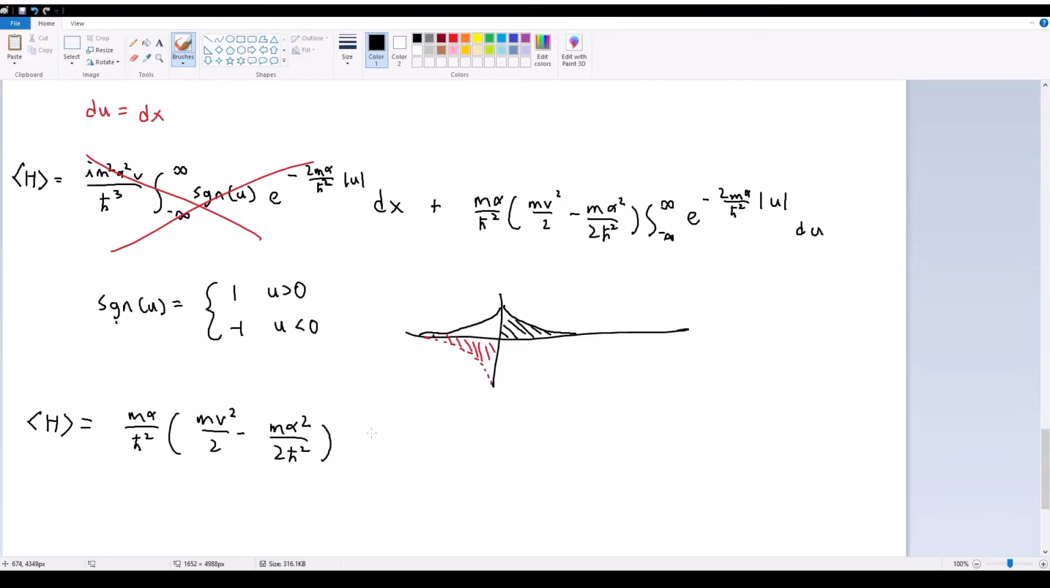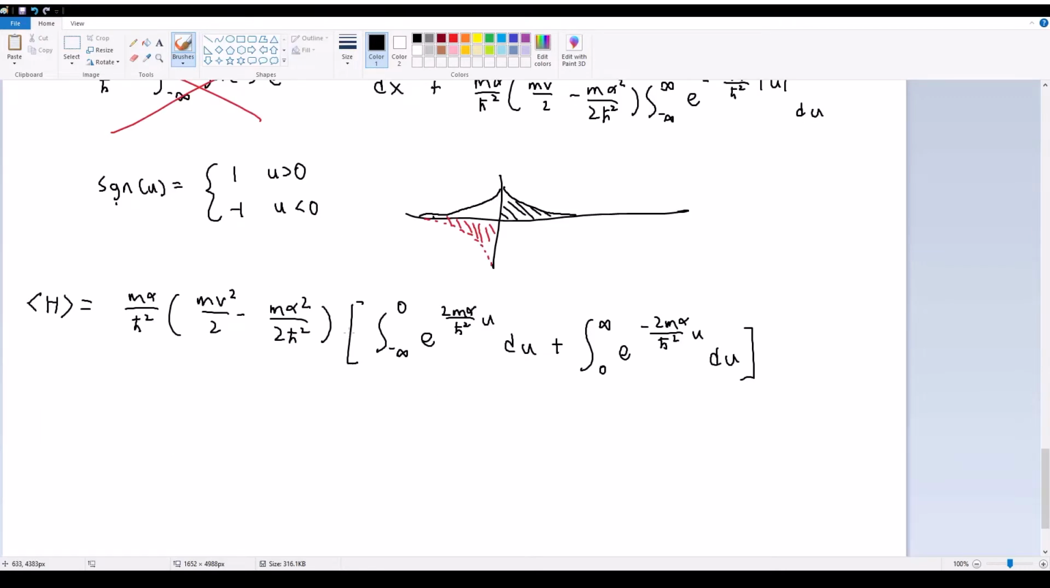And at this point, we can split this integral into two. So we're going to get an integral from negative infinity to 0 of e to the positive 2m alpha over h bar squared times u, because remember, u now is going to be negative here, and we're doing this with du. And then we're adding an integral from 0 to infinity of e to the negative 2m alpha over h bar squared times u du.